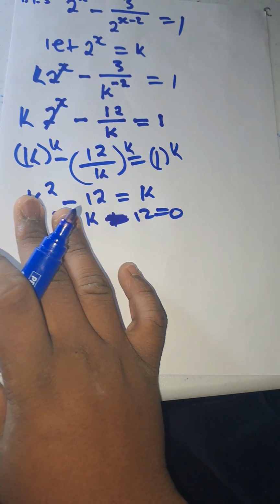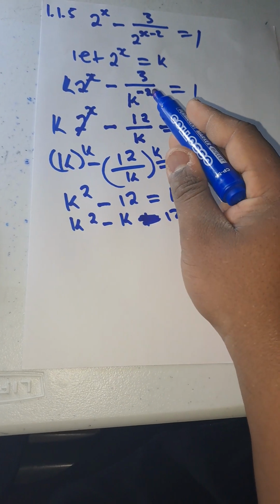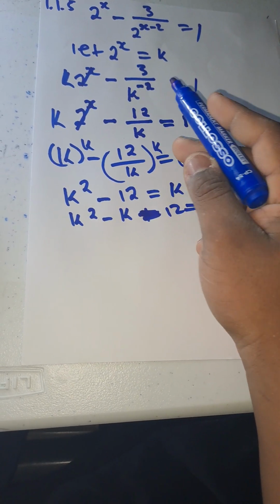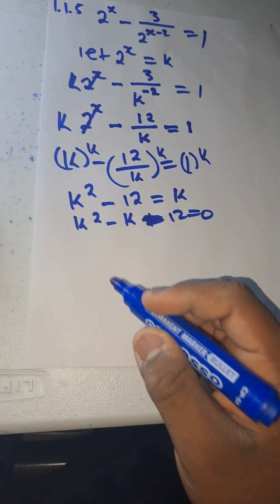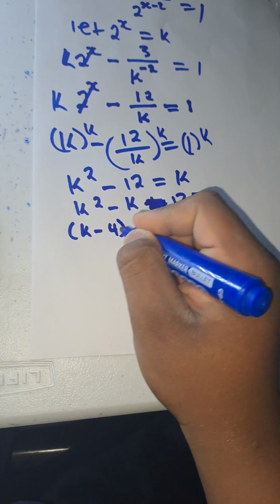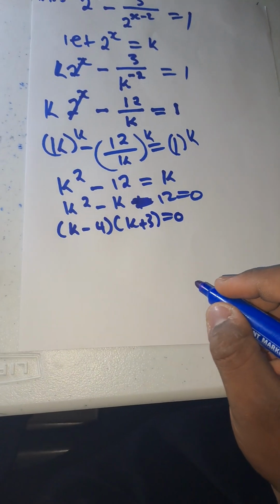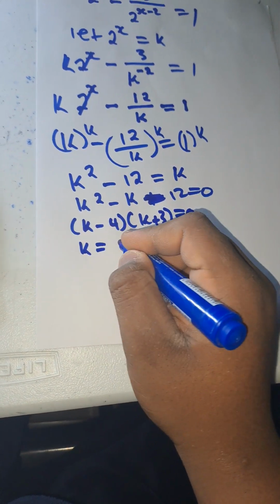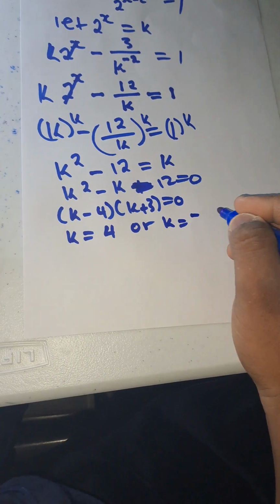You see? Now, guys, if you didn't understand how I got this, write in the comments, because there's a lot that I have to explain here. But it's nothing much. It's just exponents. So factorization: (k - 4)(k + 3) = 0. Then I know that k = 4 or k = -3.